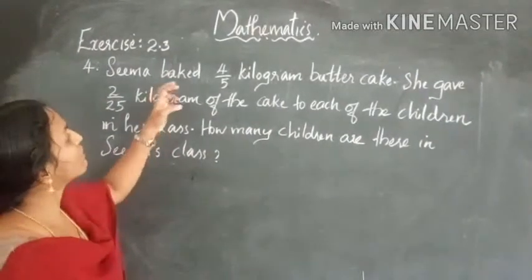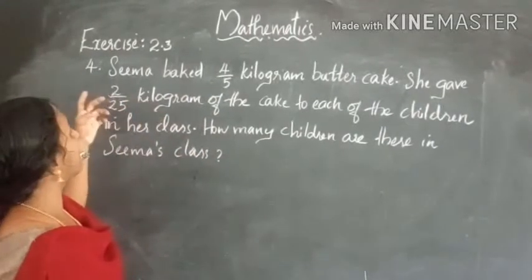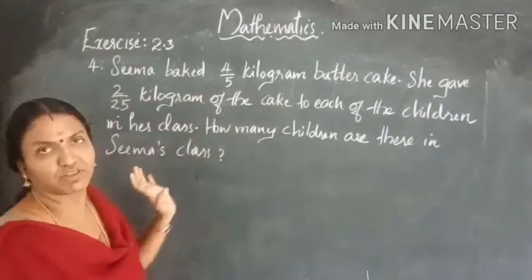So the total quantity of cake is 4 by 5 kilogram. And Seema gave 2 by 25 kilogram to each of the children.